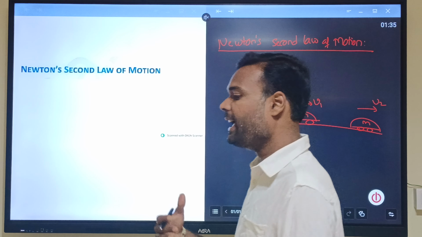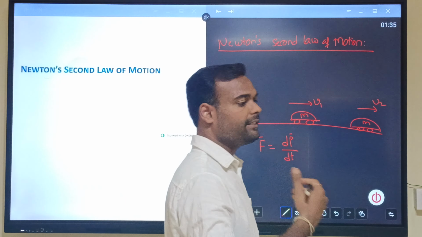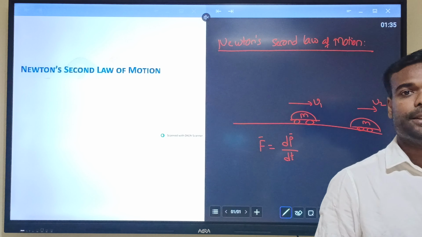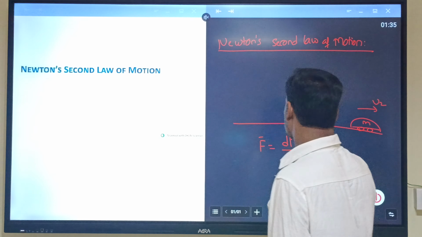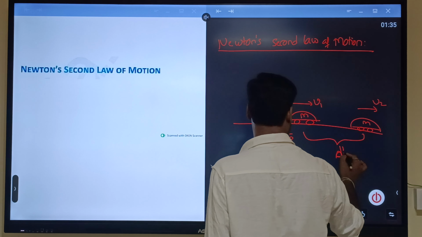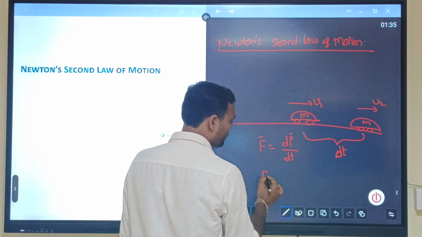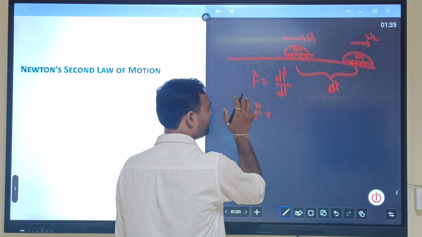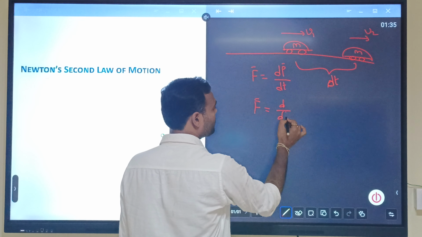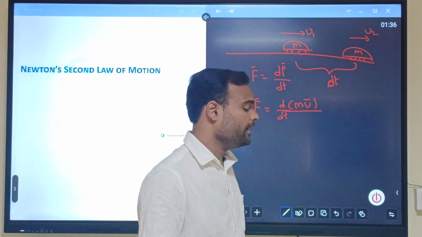The object is getting acceleration, right? Either it is positive acceleration or negative acceleration, that is a different case, but its velocity is changing. Its velocity is changing from one location to another location during some time interval dt. Now this force is equal to d by dt of mass into velocity, that is momentum.